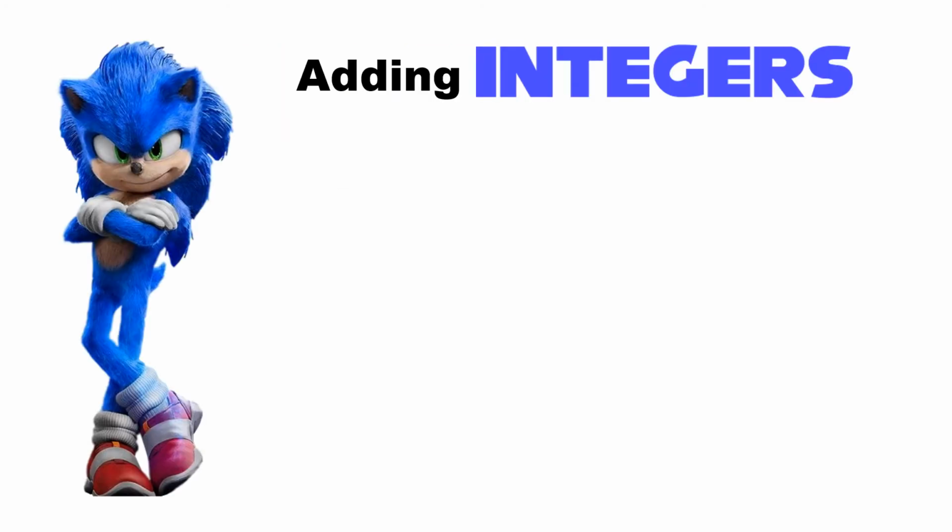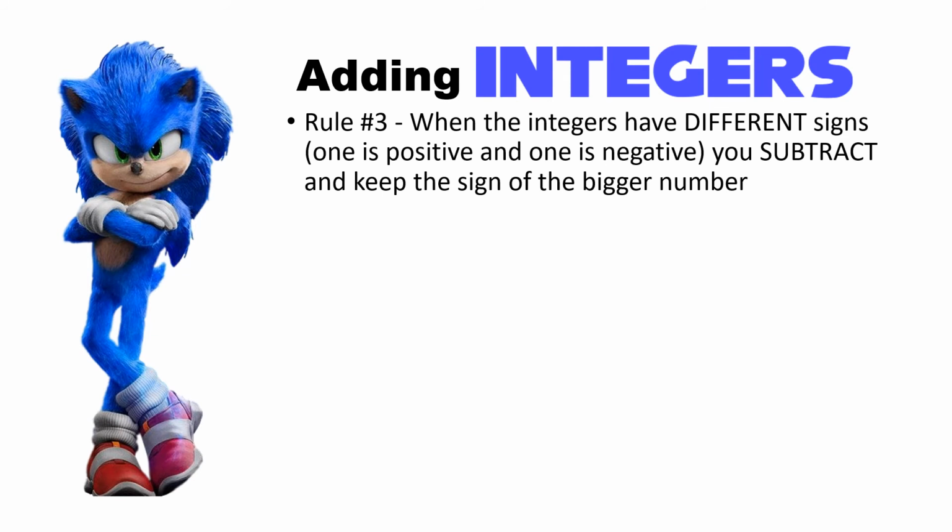Those last two examples bring me to my third rule. When the integers have different signs, let's say we're not going to use a model, so we're talking about one is positive and one is negative. To find the answer, you're going to subtract and keep the sign of whichever number is bigger. And when I say the bigger number, we're talking about the absolute value of the number.